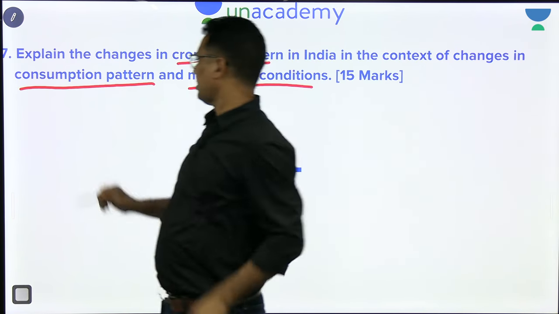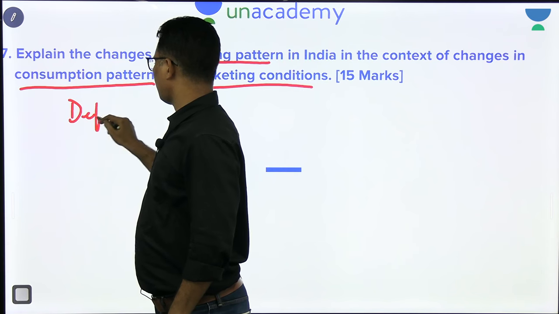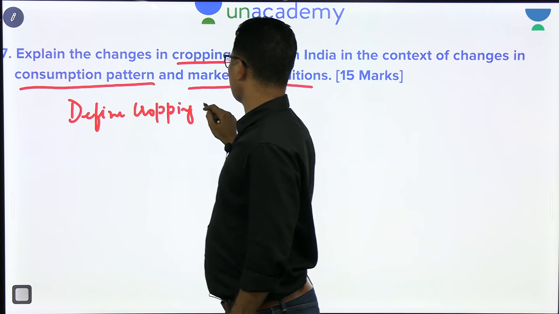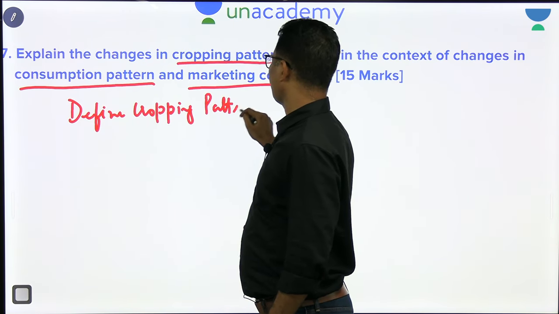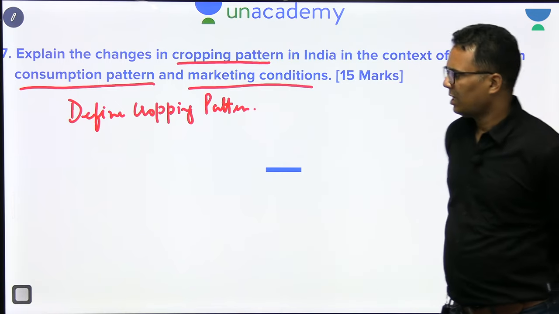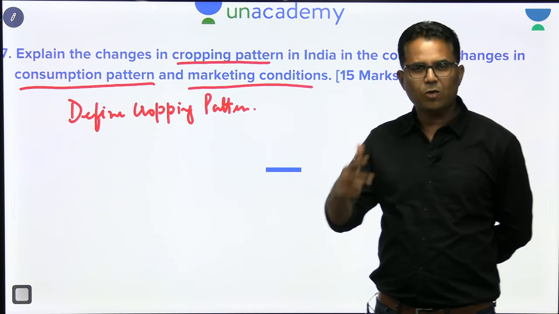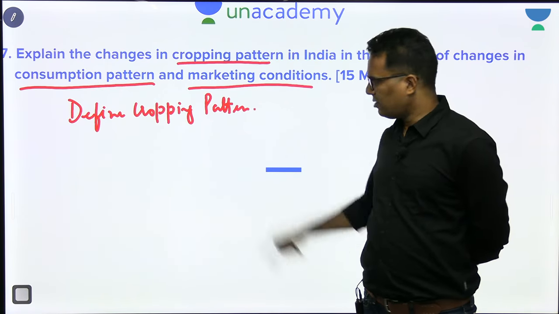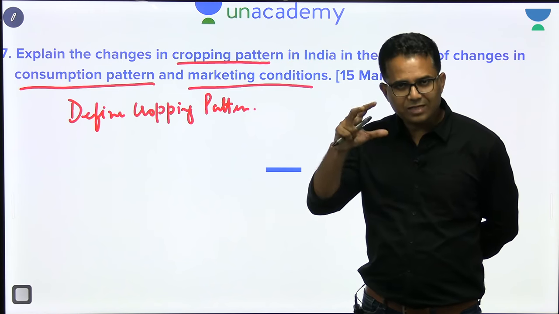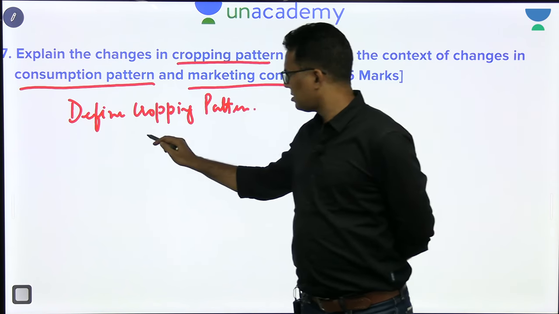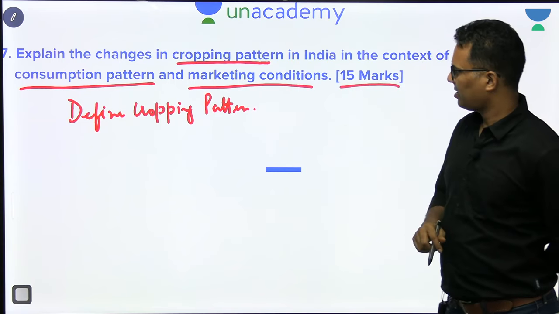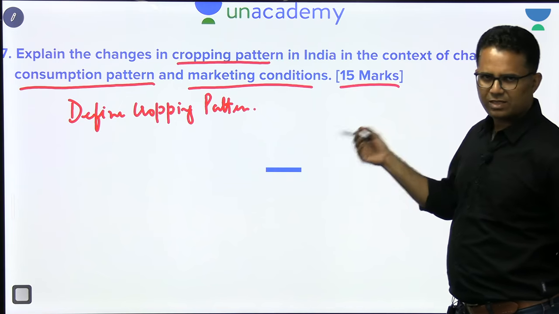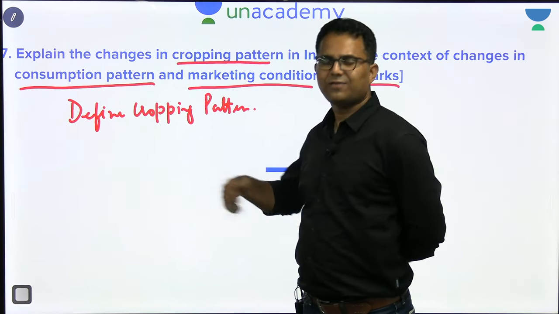So, first, you define cropping pattern, and give one or two examples. Cropping pattern means how crops are distributed. Then you write what the different types of cropping patterns are. Because see, this is a 50 marker question, so you need to add more content to it. So you define cropping pattern, give one or two examples, and then you write that there are different types of cropping patterns.